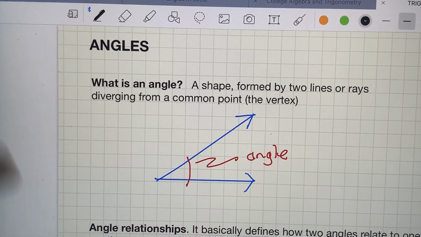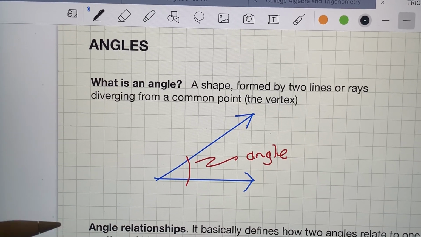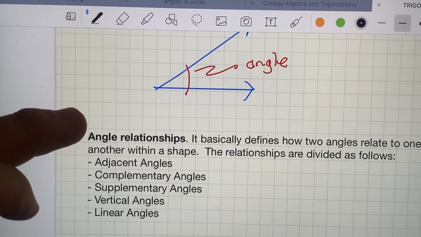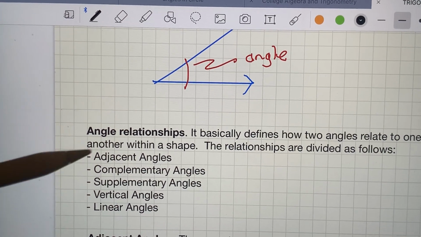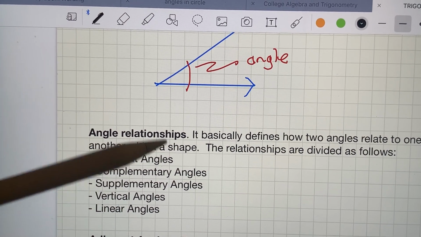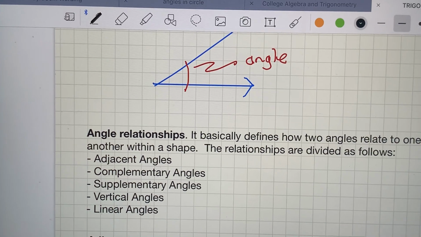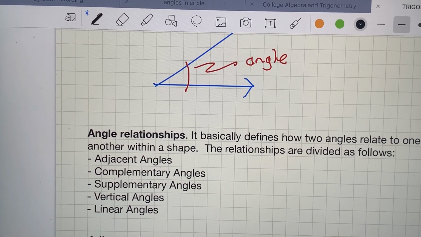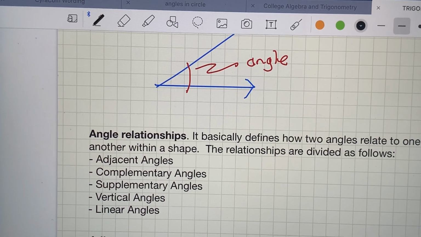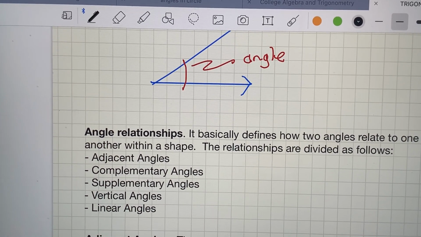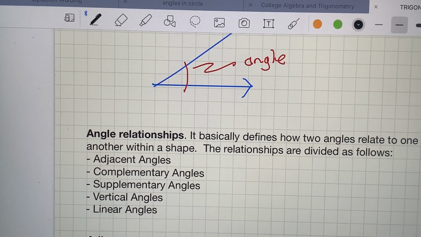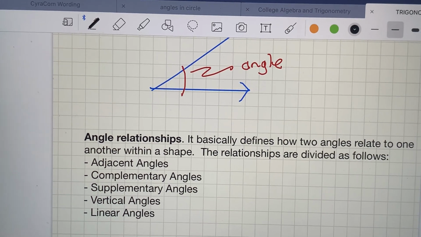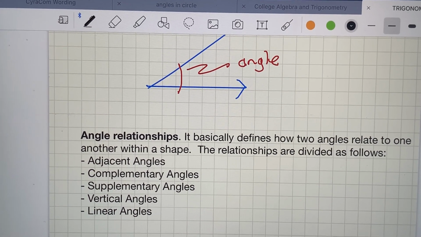Continuing with the definitions, we can now understand that there are angle relationships. Angle relationships basically talk about how the angles relate to one another within one shape. So we can mention the following relationships: adjacent angles, complementary angles, supplementary angles, vertical angles, and linear angles. Let's go ahead and address the adjacent angles first.